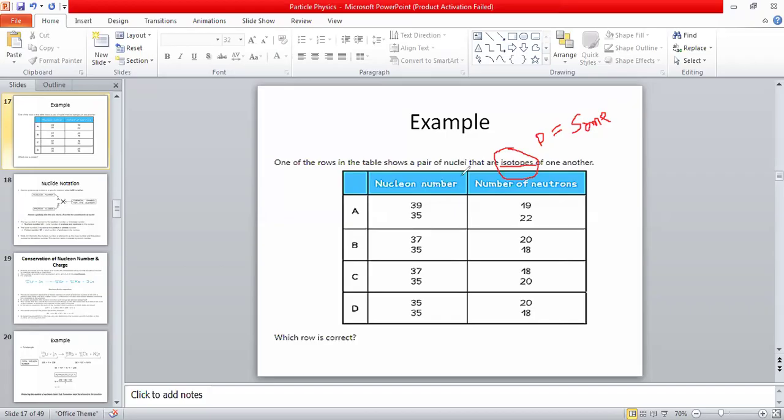Yes, it's B. How are we going to get this B? We can see 37 is the nucleon number. To find the proton number, you subtract the neutron number from it. So 37 minus 20 will be equal to 17, right? And if we subtract 18 from 35, again it will be 17. And what is the 17 actually? It is representing the proton number. And as the proton numbers are the same, the correct row will be B.